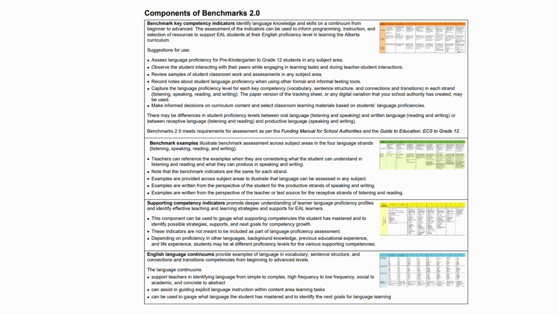This session was an overview of Benchmarks 2.0. We discussed the orange section, which is the 3 competencies: vocabulary, sentence structure, and connector and transition words, and how you can assess listening, speaking, reading, and writing. The green section were the examples of listening, speaking, reading, and writing. The yellow section is additional supporting competencies to help teachers understand English as additional language learners, as well as the supports that they can provide. The blue section is additional information and examples of vocabulary, sentence structure, and connector and transition words.